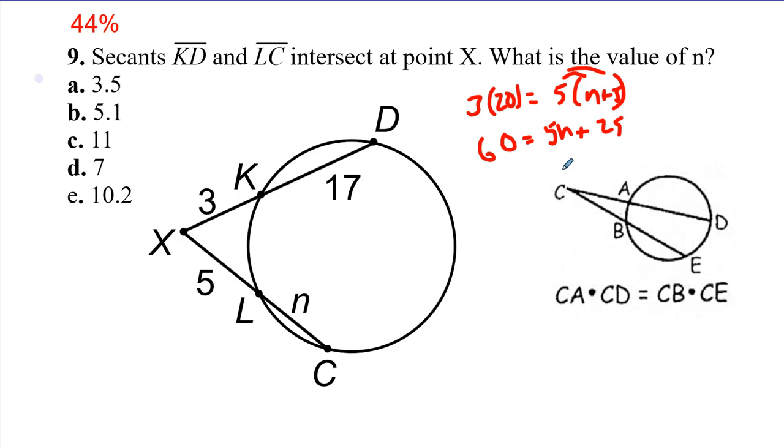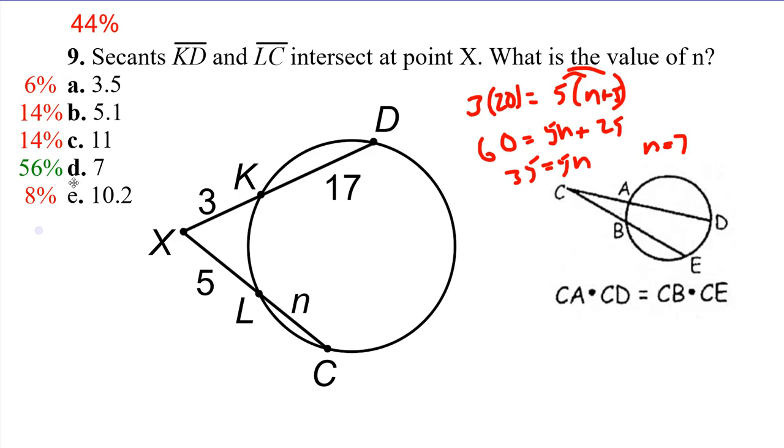When we subtract 25 from both sides, we get 35. So we get 35 is equal to 5n, divide both sides by 5, and we're left with n is equal to 7. So whenever we have two intersecting secants, the value of n is going to be 7. So our answer is going to be D as in Delta.